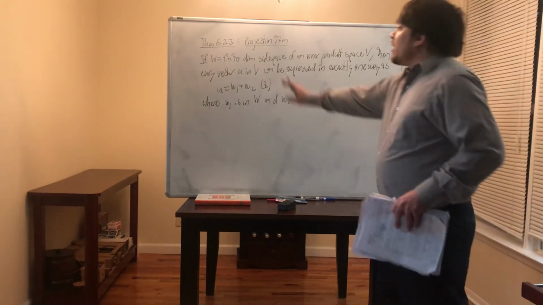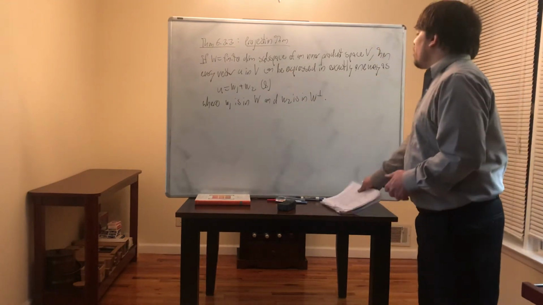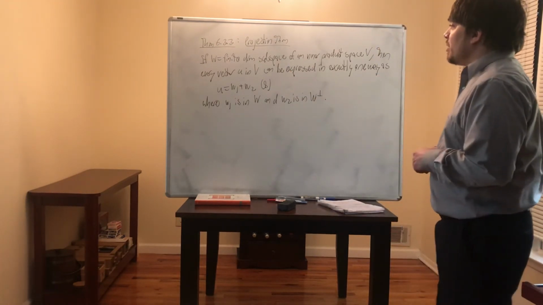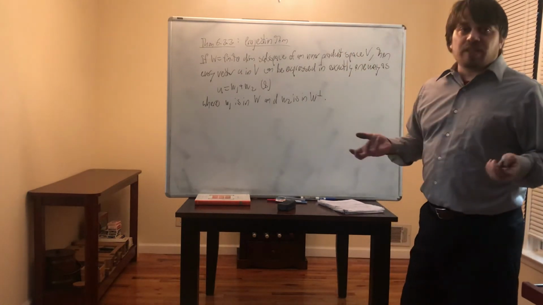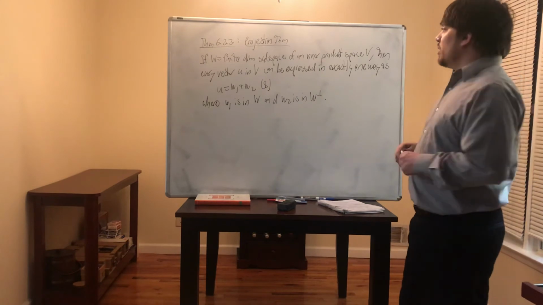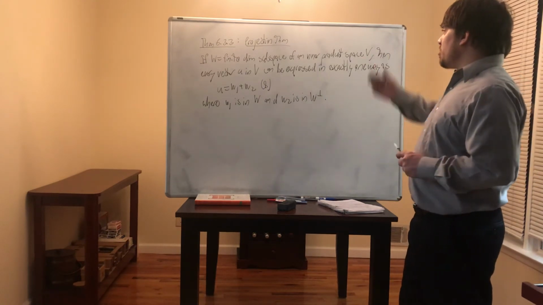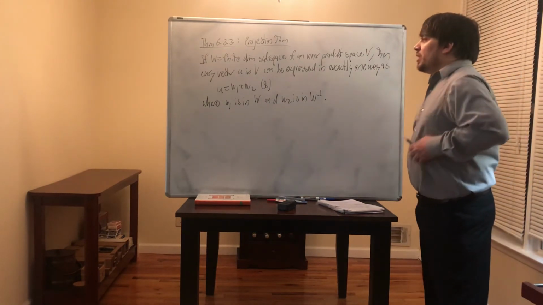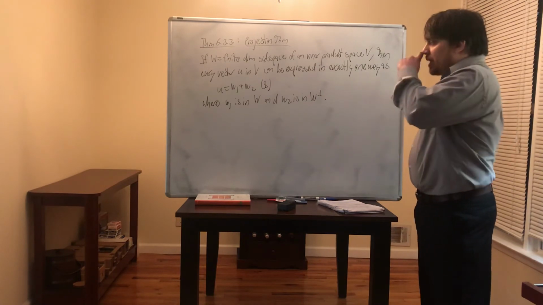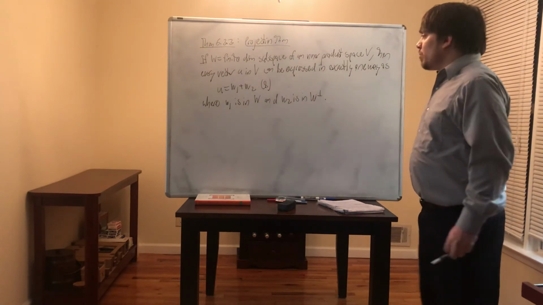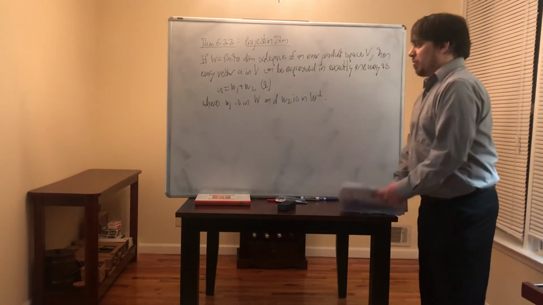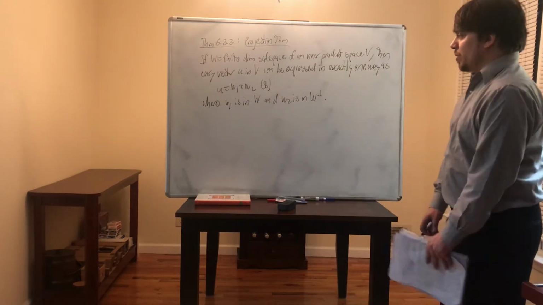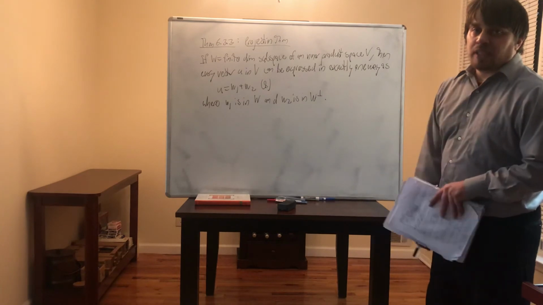Say W is a finite dimensional subspace of an inner product space V. Okay, being a finite dimensional vector space means its basis is formed by finitely many vectors, right? And it's a subspace of your inner product space V. Then every vector u in capital V can be expressed in exactly one way as u equals W1 plus W2, where W1 is in capital W and W2 is in its orthogonal complement. Okay?